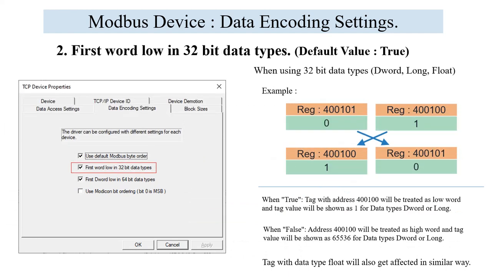This setting comes into effect when you use 32-bit data types for a tag. 32-bit or 4-byte data types are dword, long, and float. For these data types, driver reads two consecutive registers and combines the data together to get 32-bit data. By default, register with lower address is assumed to be low data word. If you uncheck this setting, then register with lower address will be used as high data word while combining the values together.